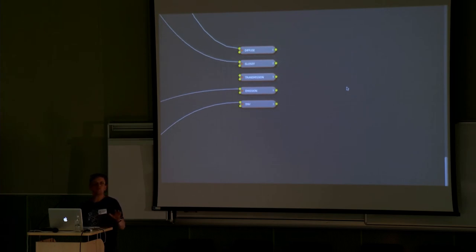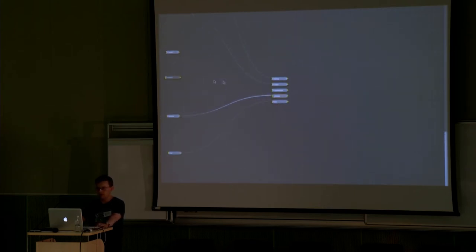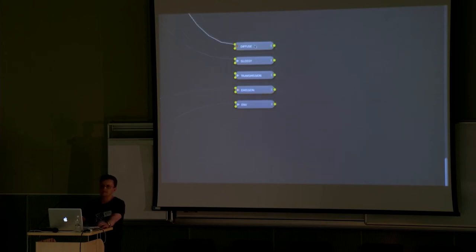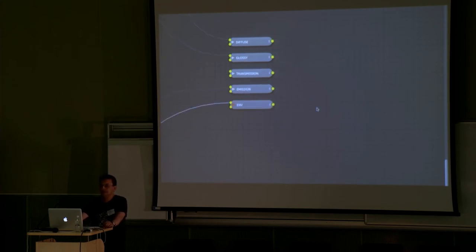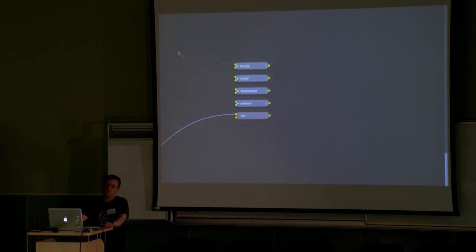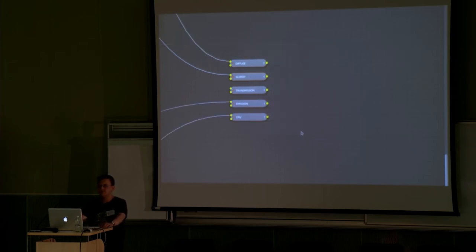So let me show you one situation. Here we have several nodes, right? They represent some images. And those images, let's say that this one represents the combined diffuse passes, this one combined glossy passes, those passes come from Cycles render engine, this one is responsible for transmission, this is emission and environment. There is some combination that created this one, that created this one, and so on. And the last thing left to do is simply to add all of those images together.